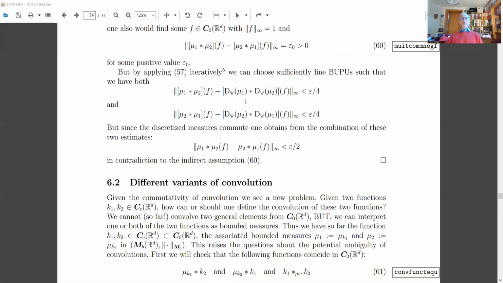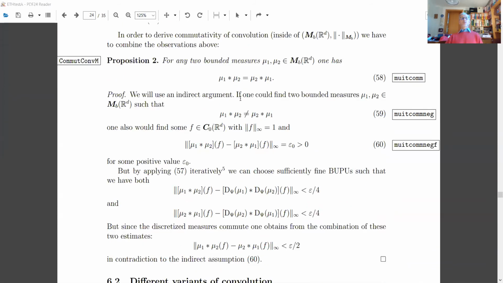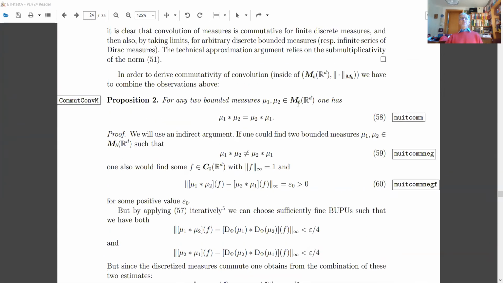But the consequence is now important. So we have that the measures are a Banach algebra. We can convolve them. They are a complete space. And the norm of a measure convolution is controlled by the product of the norms.